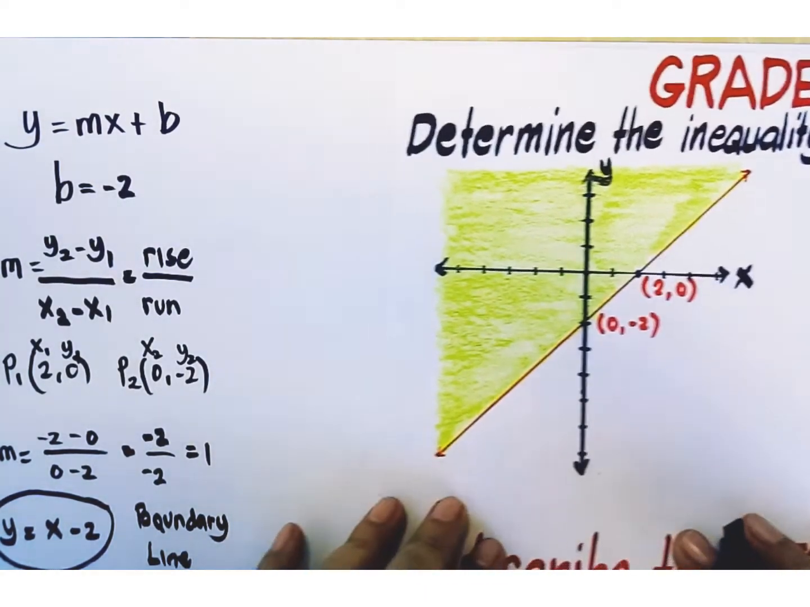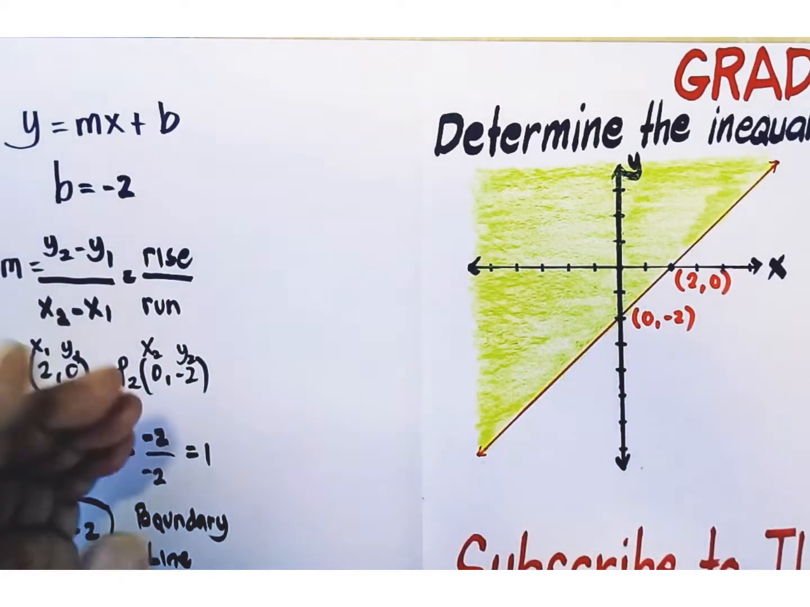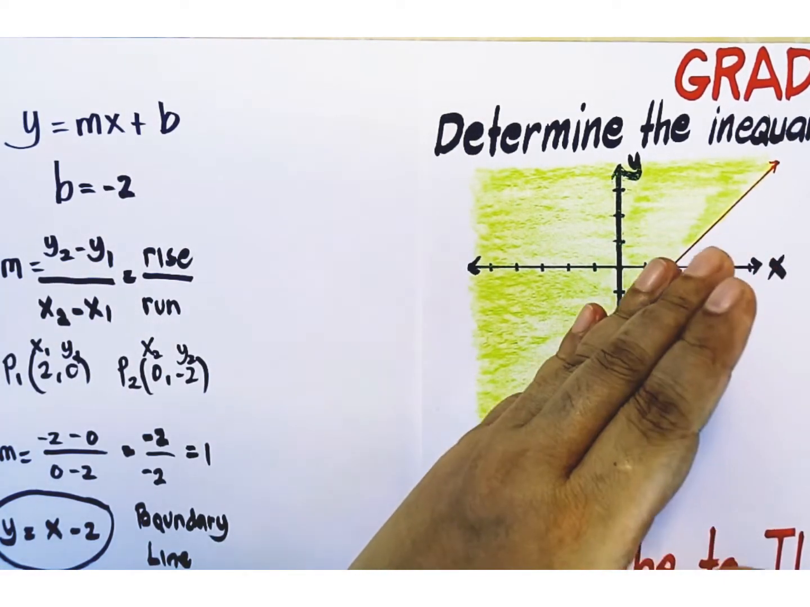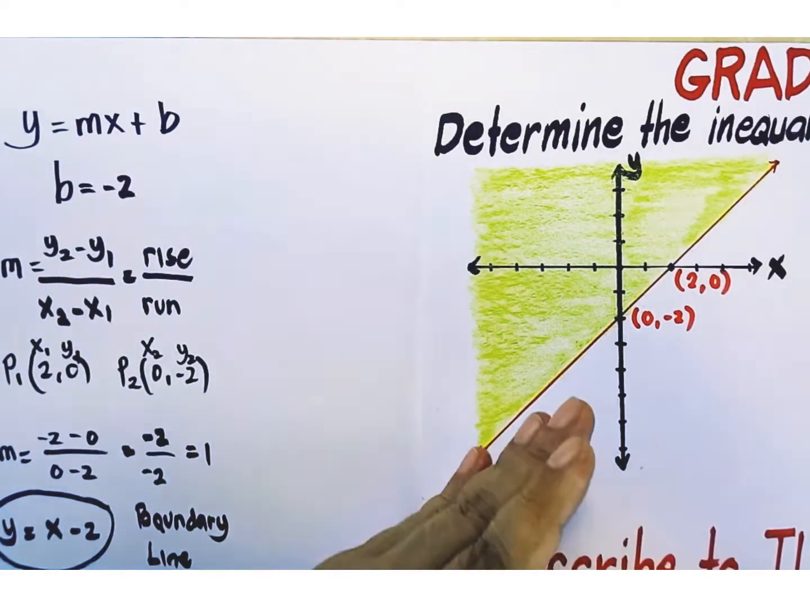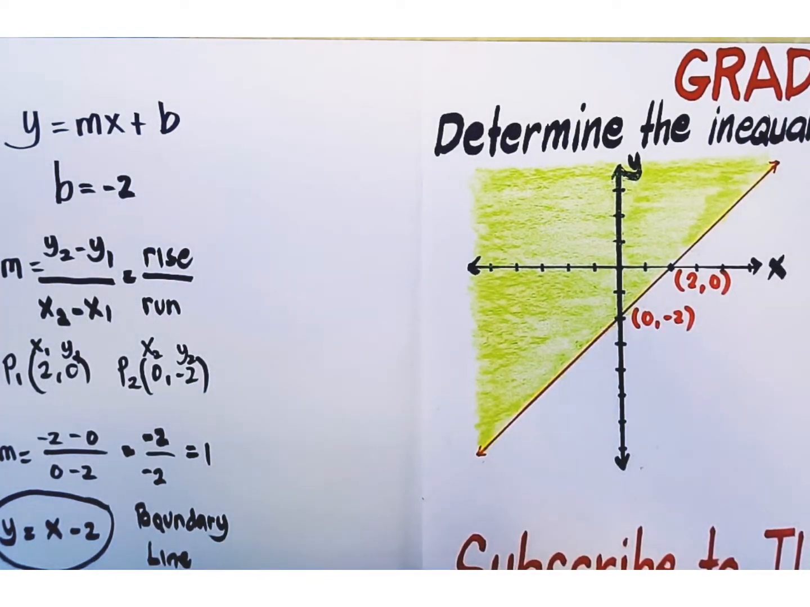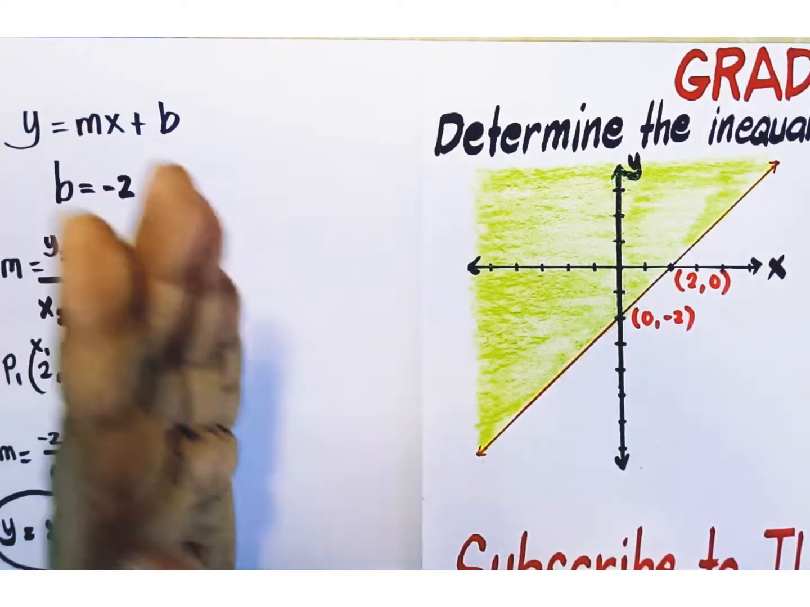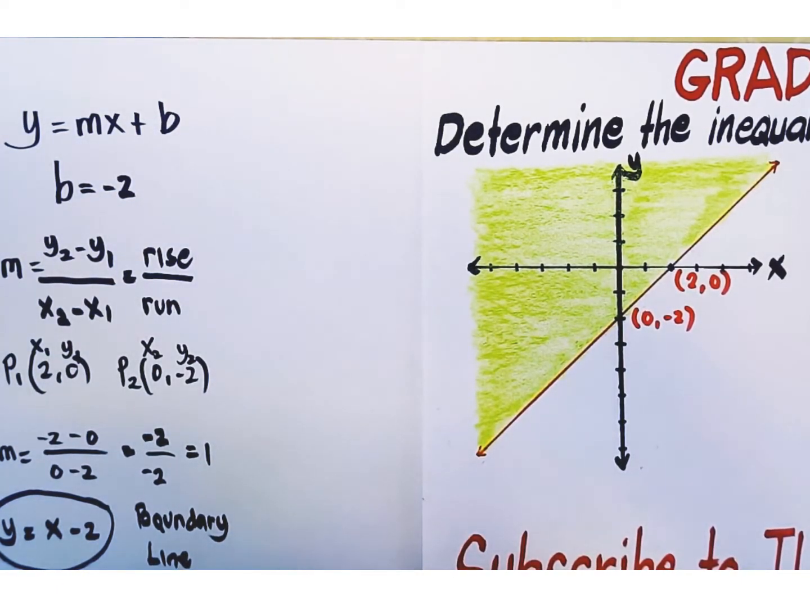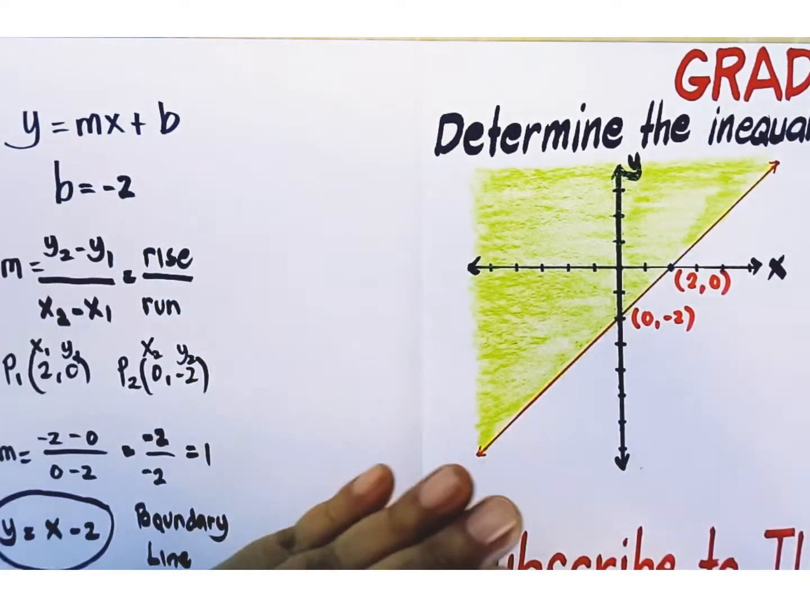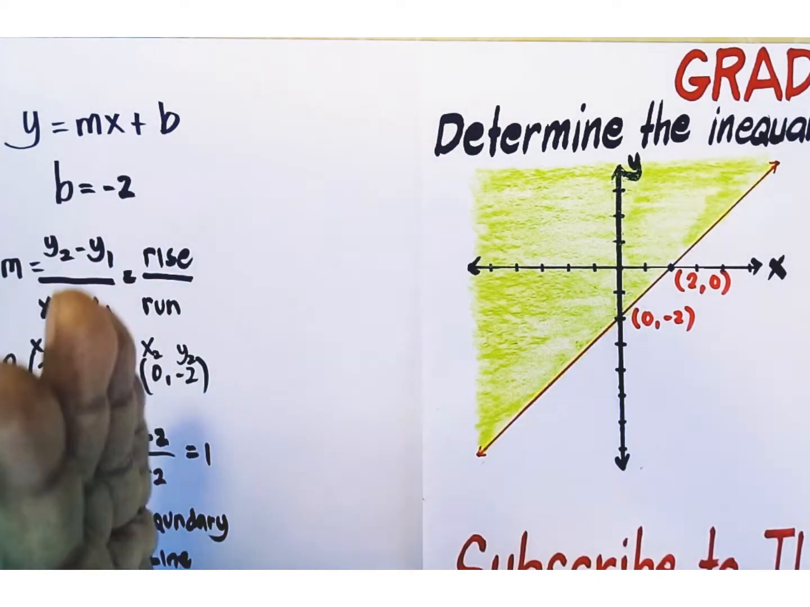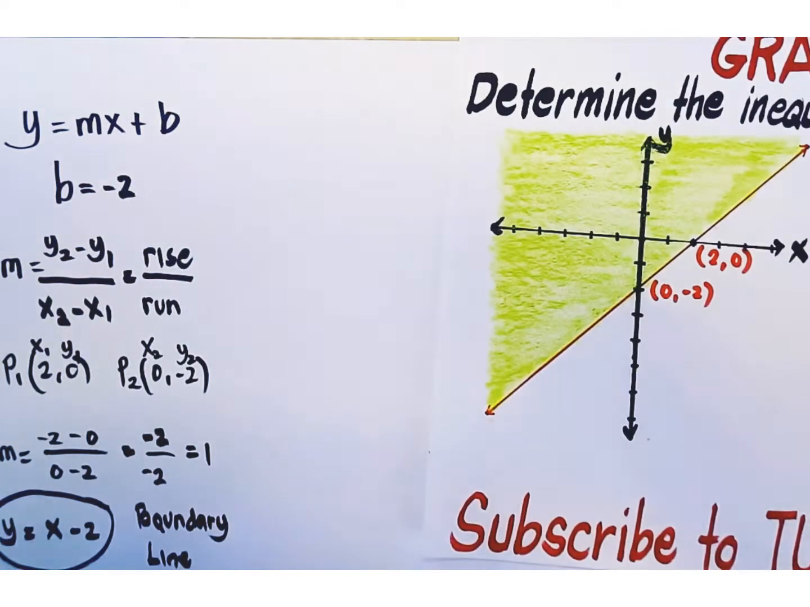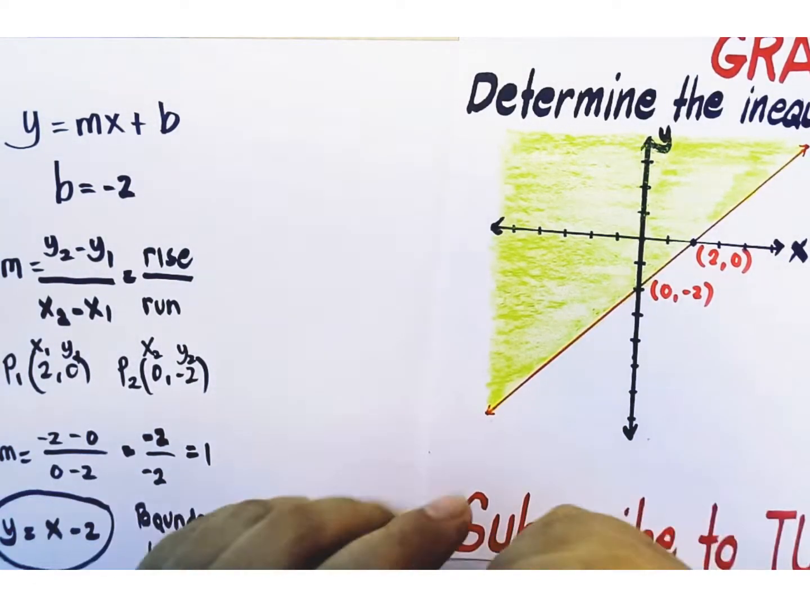We're done with step 1. Let's proceed to step 2. The second step is to note whether the boundary line is dotted or solid. When the boundary line is dotted, the inequality sign is either less than or greater than. If the boundary line is solid, the inequality sign is either greater than or equal to or less than or equal to. In other words, there is an equal component to the symbol when the boundary line is solid. We have a solid boundary line.